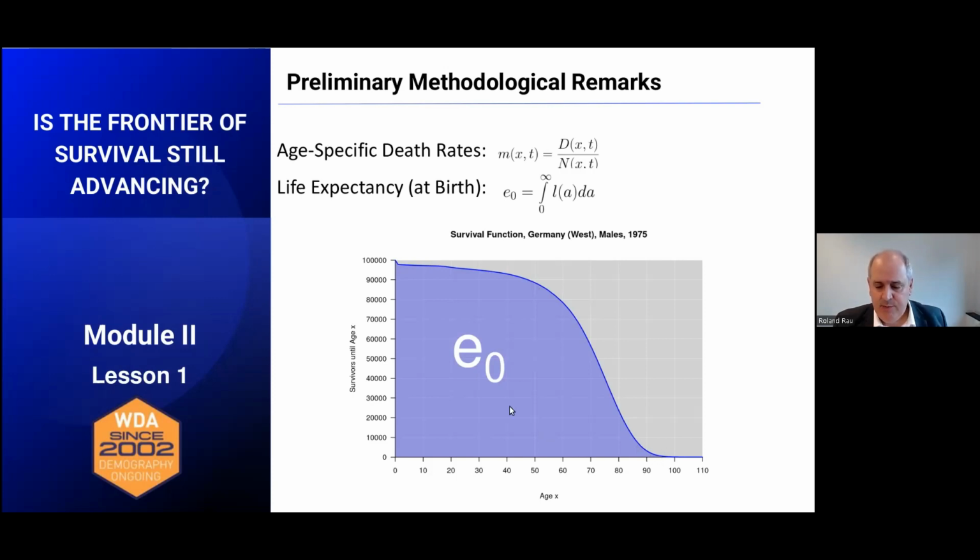Why is it life expectancy? It is the integral, the area under the curve. Imagine we had some arrows going in parallel to the x-axis. So we would have 100,000 arrows, and you would estimate the average length of life. This is life expectancy put into simple terms. And this is the other measurement we will use throughout our module 2 on the advancing frontier of survival.